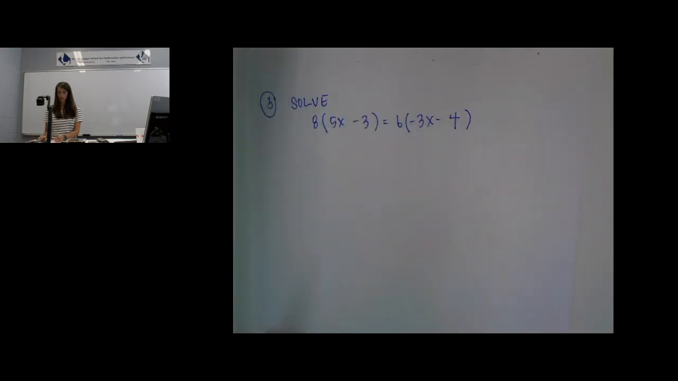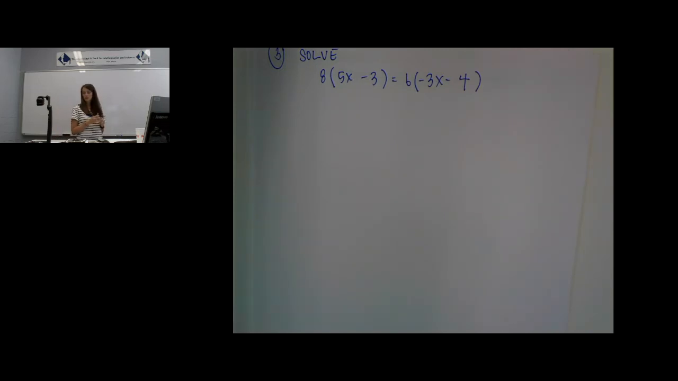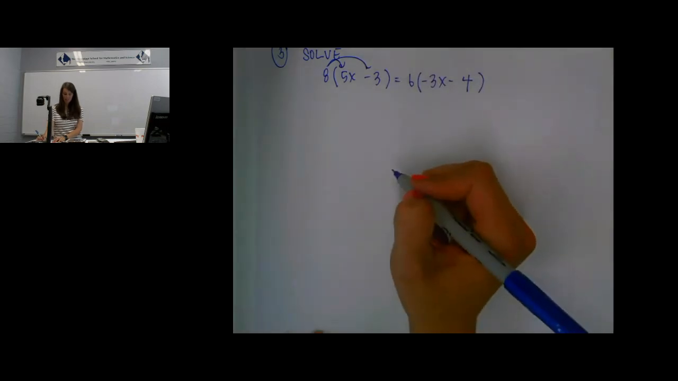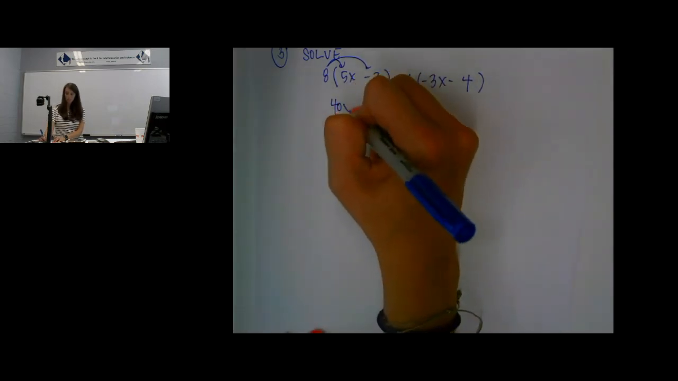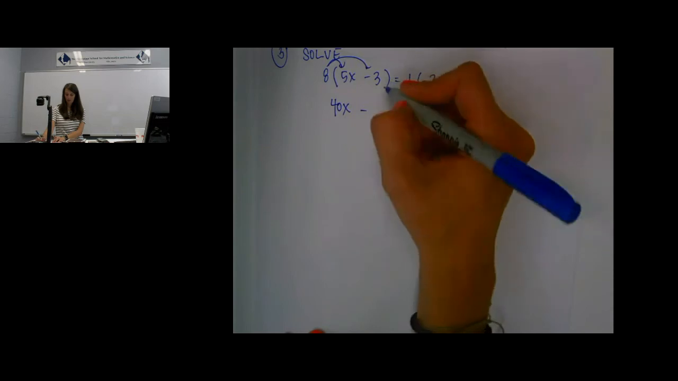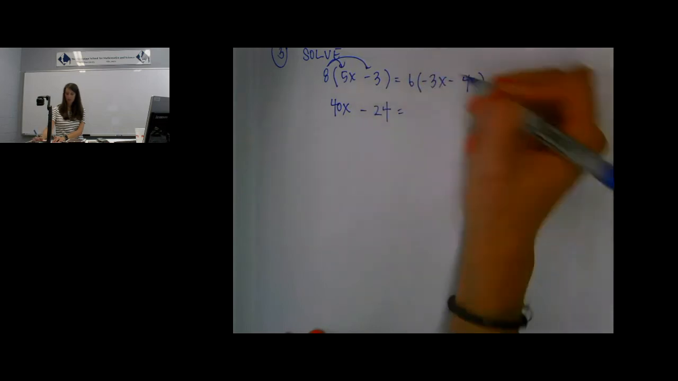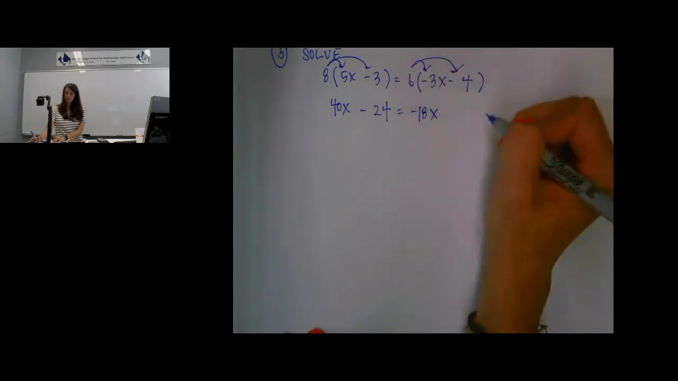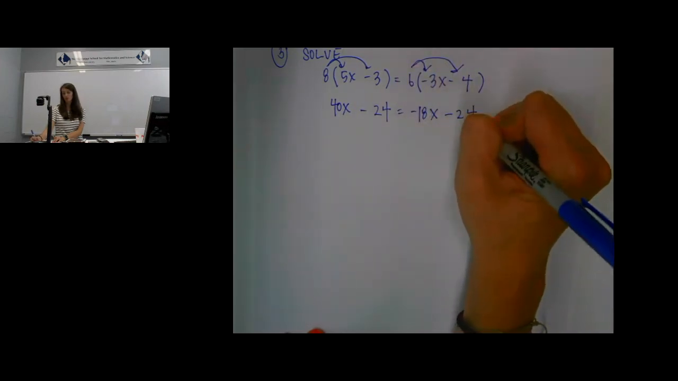All right, I'll try to do this one here. So 8 times 5x minus 3 is equal to 6 times negative 3x minus a 4. Okay, so distribute. So 8 times 5x, which is a 40x. 8 times negative 3, which is a negative 24. 6 times negative 3, which is a negative 18x. 6 times negative 4, which is a negative 24.